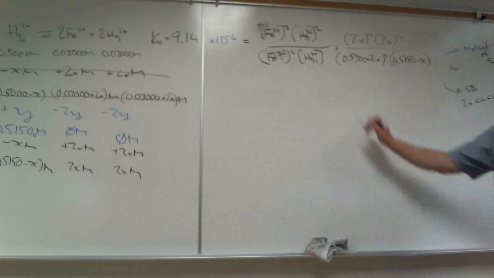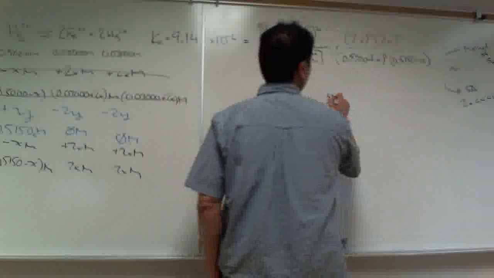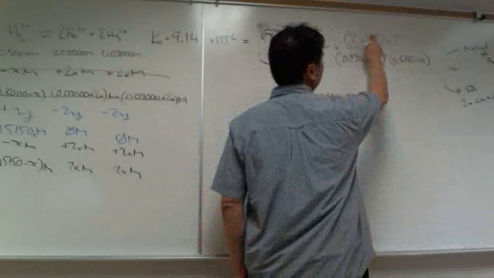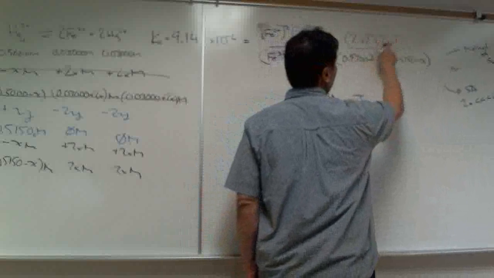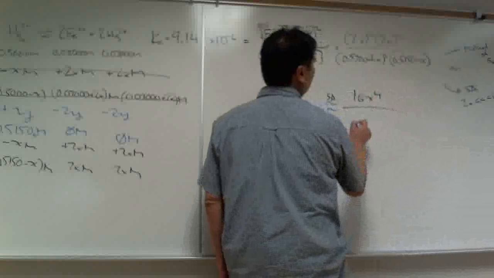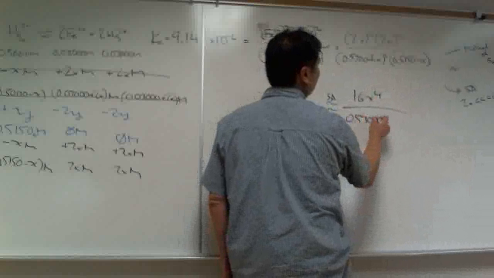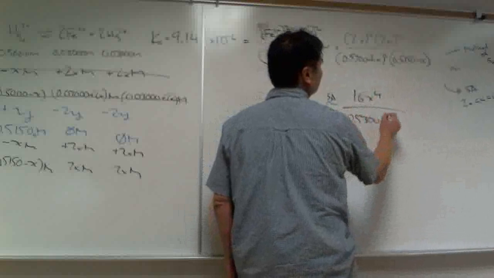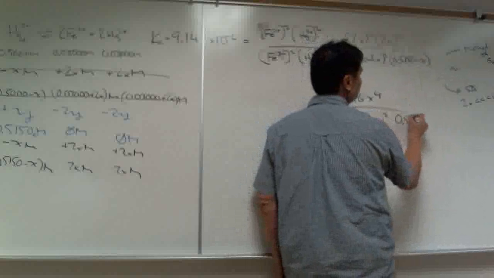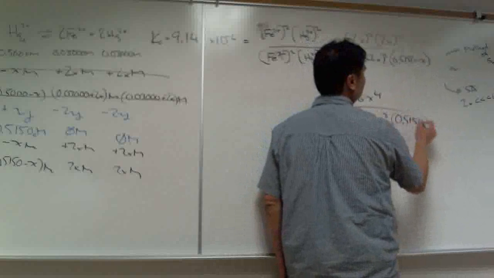And so if we apply the simplifying assumption, the SA here, then we get, 2 squared is 4, 16, so we get 16x to the 4th over 0.5300 minus 2x should be about 0.5300, so this is going to be 0.5300 squared. 0.5150 minus x is just going to be 0.5150.